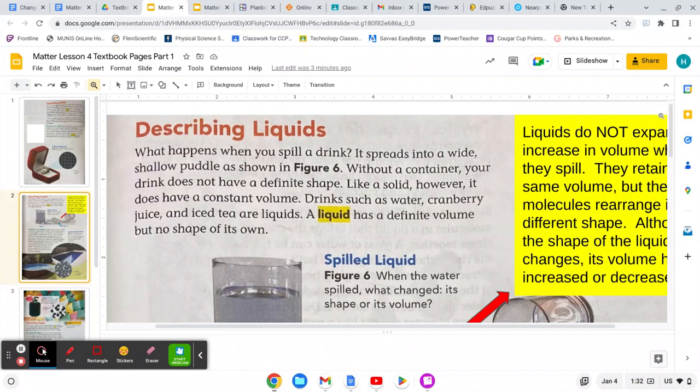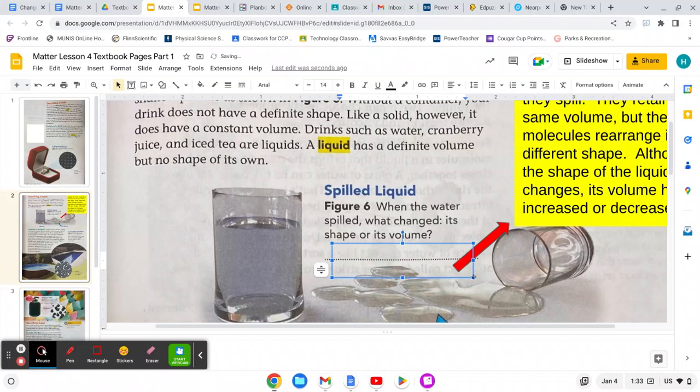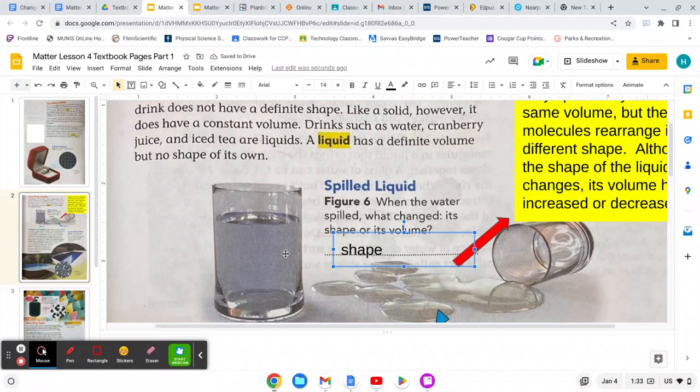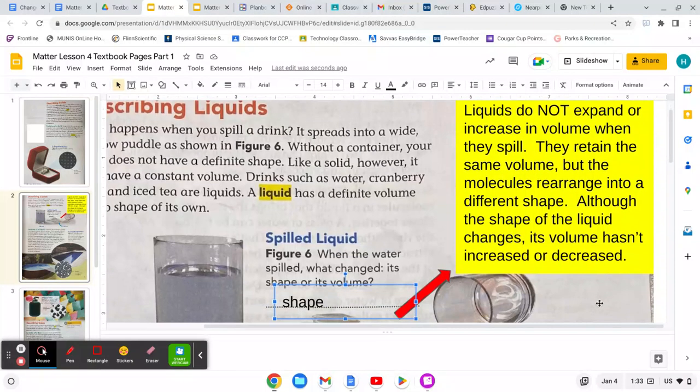So for example, we're going to go ahead and fill in this question right here. If you spill your glass of water, what has changed, shape or volume? Shape. So go ahead and type in shape. The volume is going to stay the same regardless of whether it's in this cup or on a table. Okay. And what you need to understand is that liquids do not expand or increase in volume when they spill.